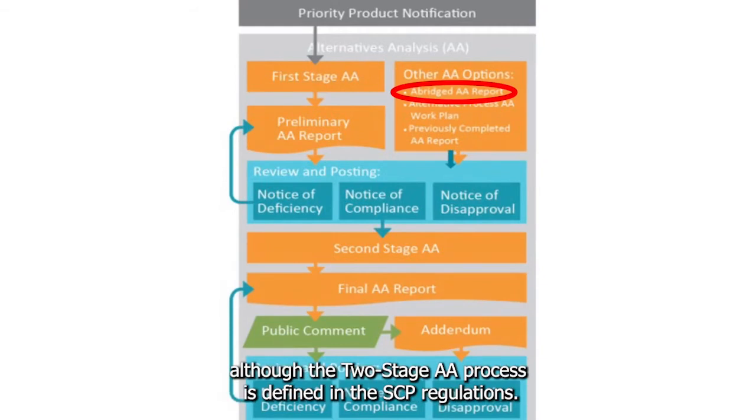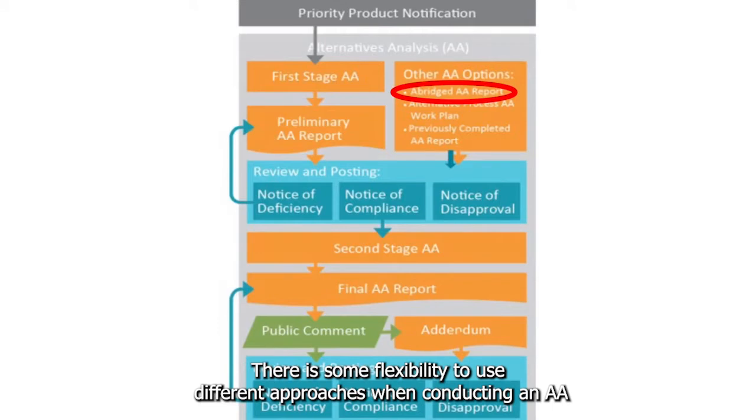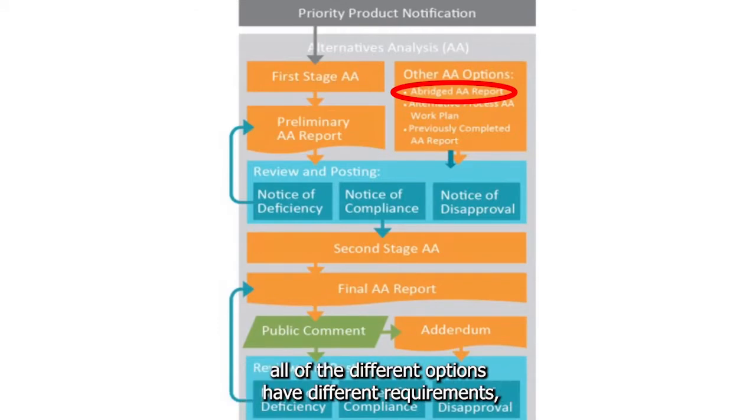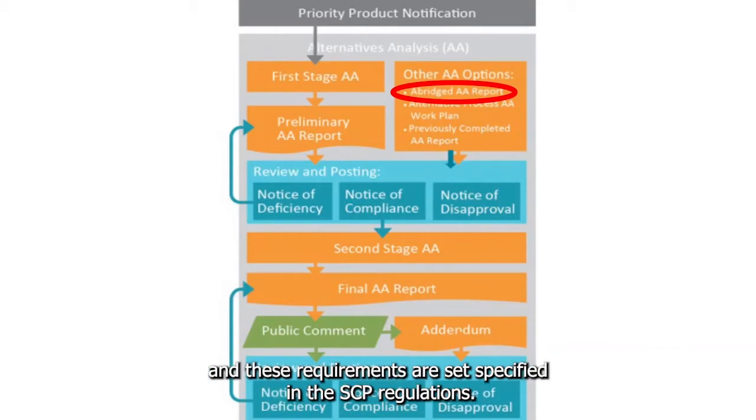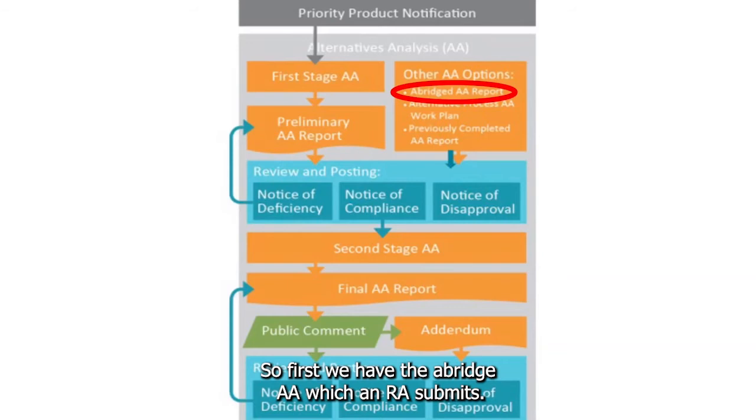Although the two-stage AA process is defined in the SCP regulations, there is some flexibility to use different approaches when conducting an AA. All of the different options have different requirements, and these requirements are specified in the SCP regulations. So first we have the abridged AA, which an RA submits if it concludes that a functionally acceptable and technically feasible alternative is not available.